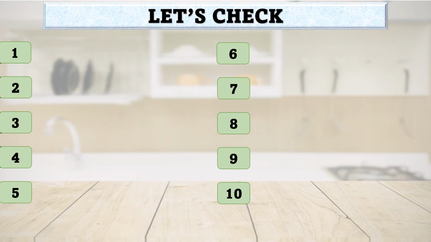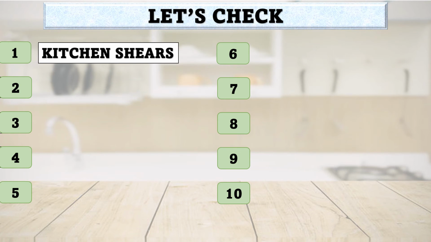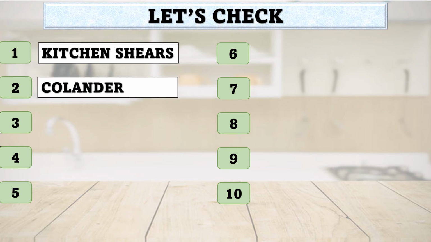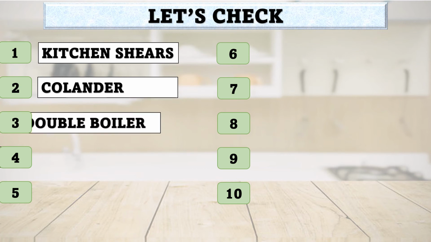What's up, class? Let us now check your answers. Number 1, if you answered kitchen shears, you got the correct answer. Number 2, if you answered colander, your answer is correct. Number 3, if you answered double boiler, you got the correct answer.